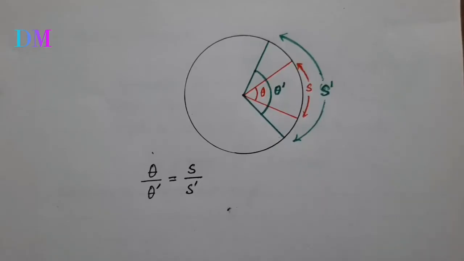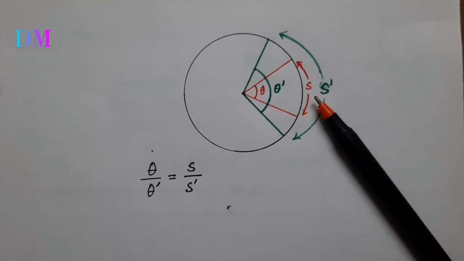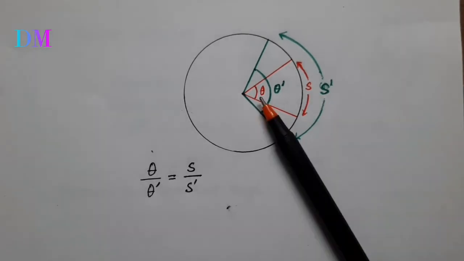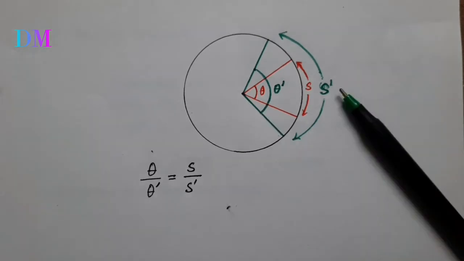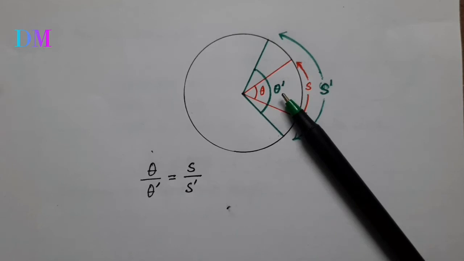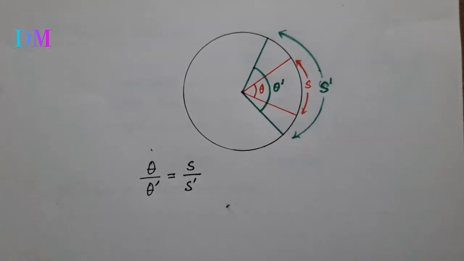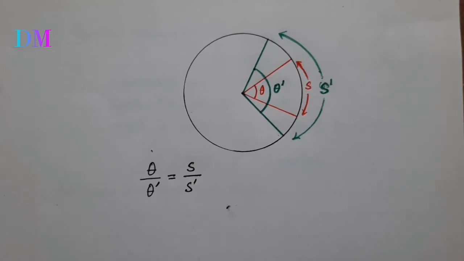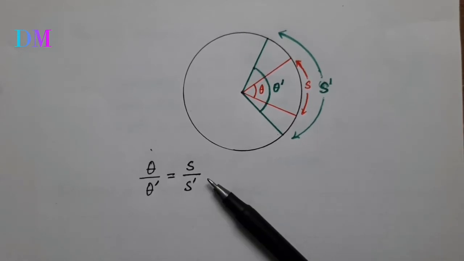Now we know that the angle subtended at the center is proportional to its arc. Here we can see that the arc S is subtending angle theta at the center and the arc S dash is subtending angle theta dash at the center. So here we can see that smaller angle means smaller arc and bigger angle means bigger arc. So we can write theta by theta dash equals S by S dash.